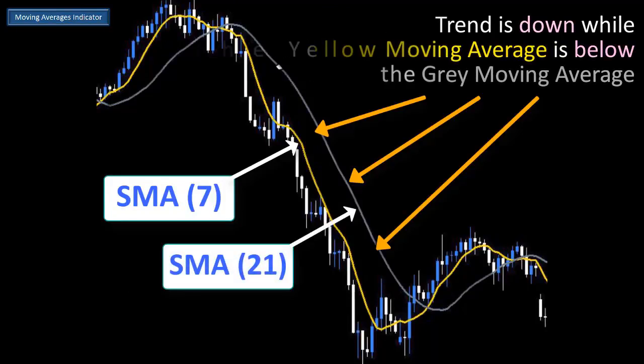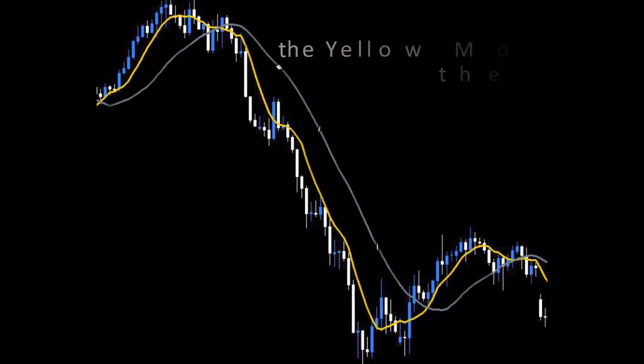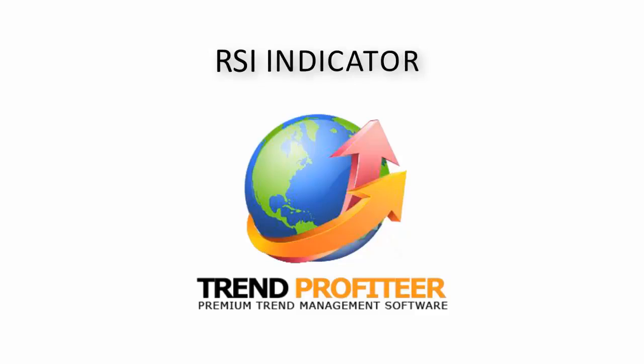The following chart depicts a downward trend, with the yellow moving average below the gray moving average, and remaining below for the entire downward move. RSI indicator.